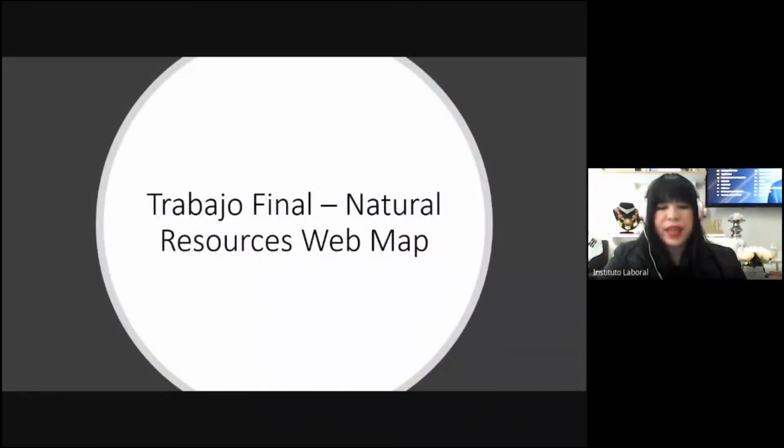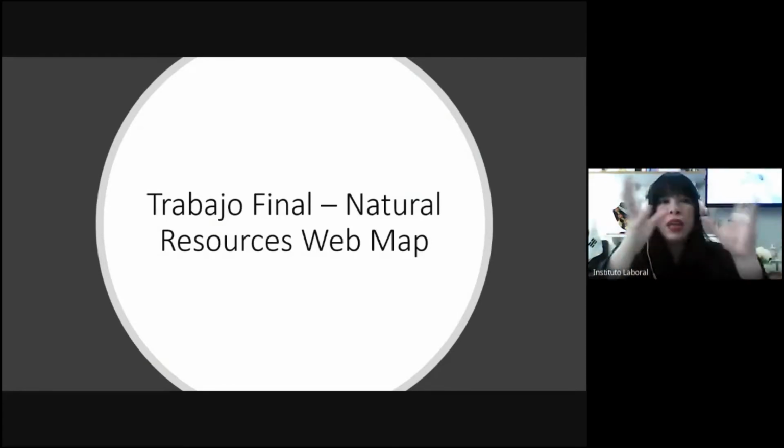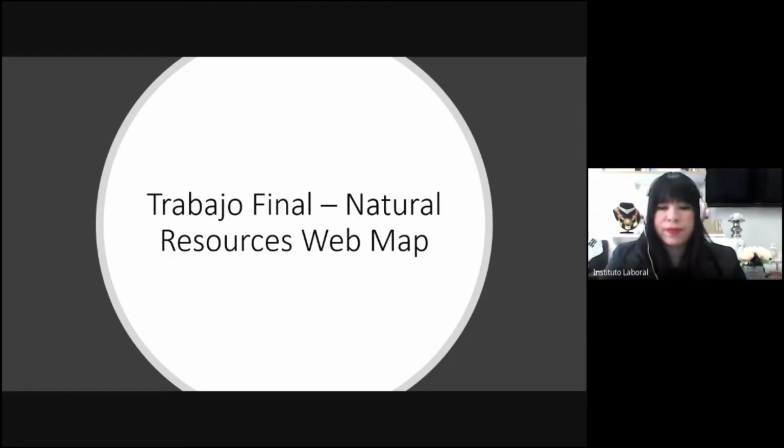Okay, let's talk about the final work, your final exam, the Natural Resources Web Map. We saw some examples of natural resources. What you have to do is make a web map. Find information on the internet in English, of course, about the natural resources and create a web map, like a cluster, and include pictures to illustrate the concept words.